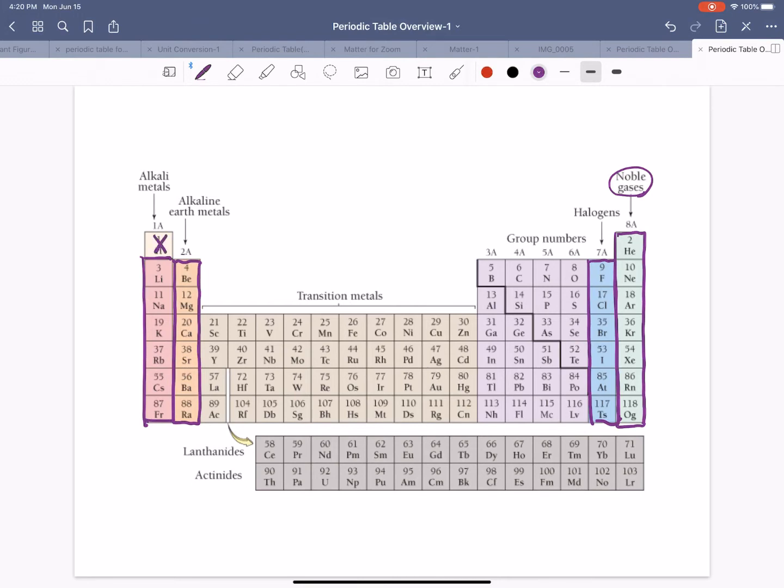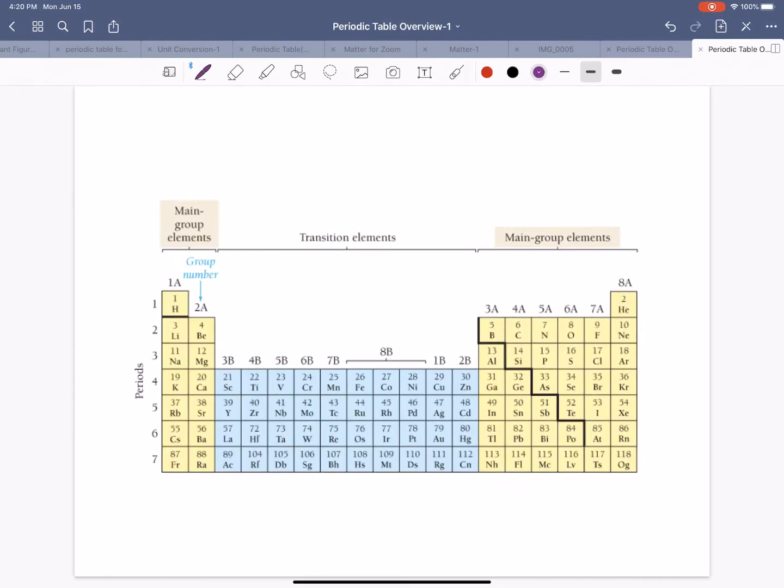Hydrogen is placed here, but it is not a metal, so it is not a member of that alkali metal family. Hydrogen also has a second spot on the periodic table here next to helium, but that doesn't make it a halogen either. So that's a second way to look at the periodic table.